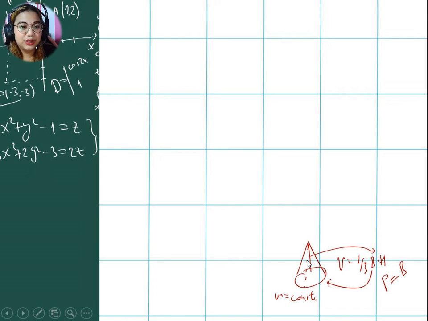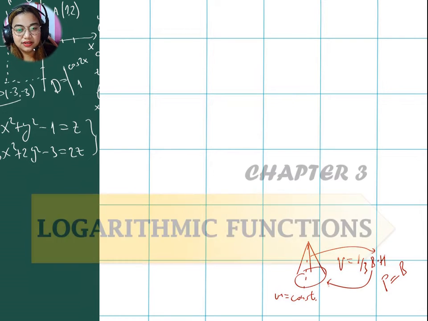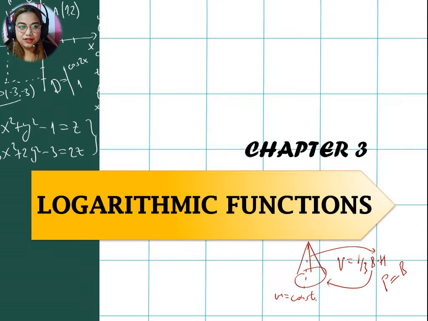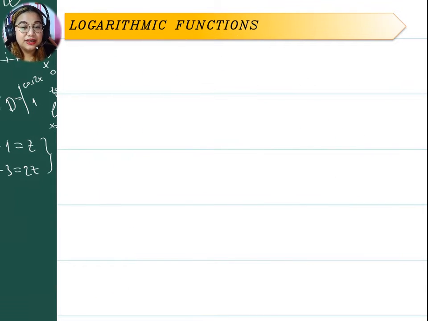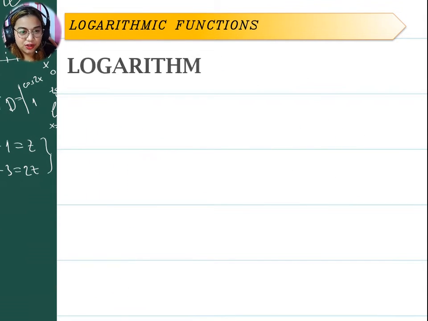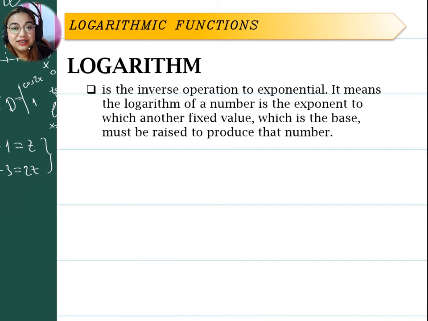For this video recorded lesson, we will be discussing logarithmic functions. Okay, so first, let us define what are logarithmic functions. So, first, let us define logarithm. When we say logarithm, it is the inverse operation to exponential. It means the logarithm of a number is the exponent to which another fixed value, which is the base, must be raised to produce that number.